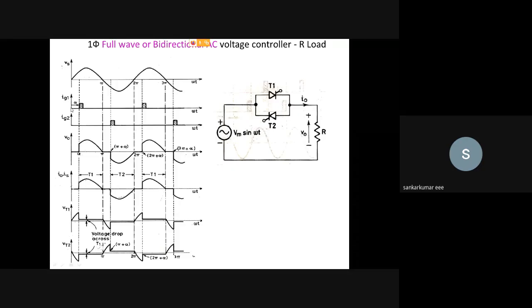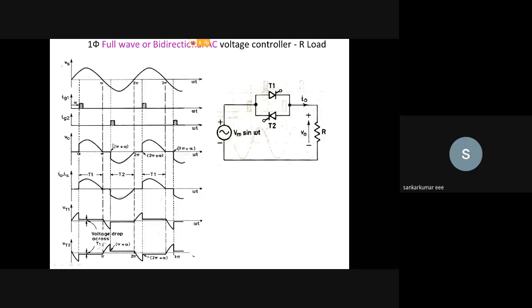If alpha is equal to 0, the maximum voltage will be obtained. And if alpha is equal to 180 degrees, the output voltage will be 0. The alpha should be symmetrical for T1 and T2. Suppose we take alpha as 30 degrees, then the firing angle for thyristor T2 should be pi plus 30 degrees, that is 180 plus 30, which is 210 degrees. So the firing angle should be symmetrical. If alpha is 30 degrees or 60 degrees, that should be added to pi for T2.